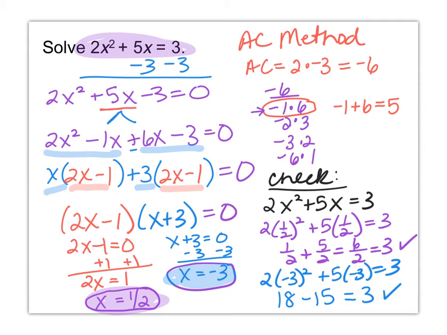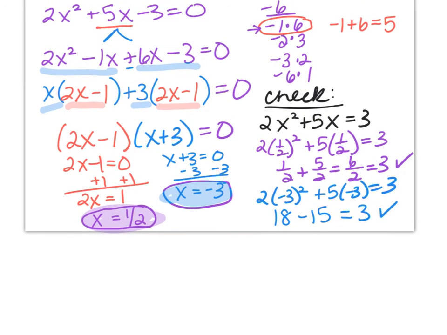Our solution can be written using set notation or writing out each individual equation. By using set notation, we can say the solutions are 1/2 and -3.